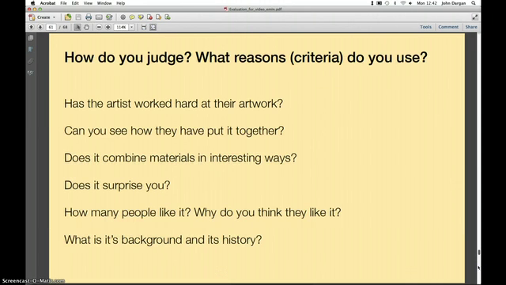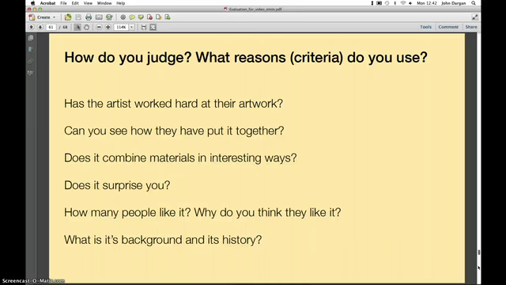So, if you think someone's worked hard at something, you think that could be a good reason to like an artwork or think it's good. If you can see how they put it together, do you relate to that? Do you like to sew? Does it combine things in interesting ways? Does it surprise you? Have you seen anything like it before? Do you know if a lot of other people like it? Why do you think they like it?